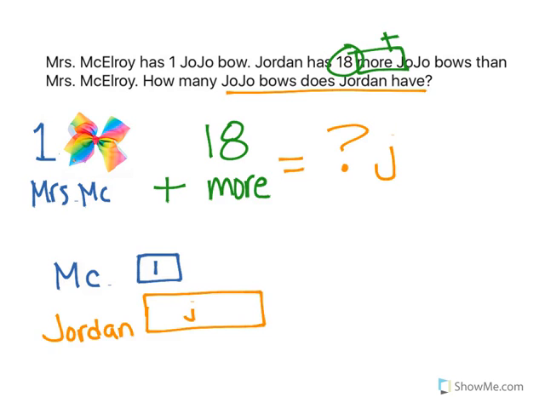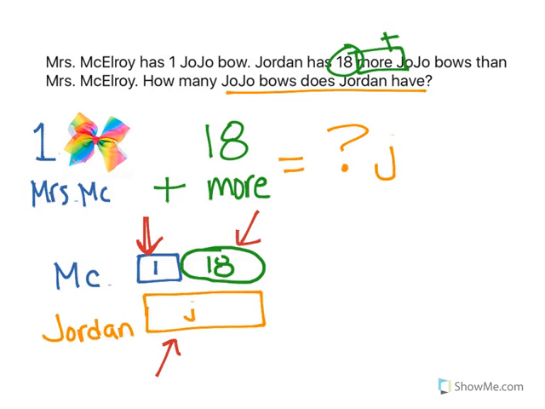In this next problem, we're going to look for keywords yet again. Mrs. McElroy has 1, there's my first quantity, jojoba. Jordan has 18 more jojobas than Mrs. McElroy, and this keyword more tells me that we're going to add. How many jojobas does Jordan have?